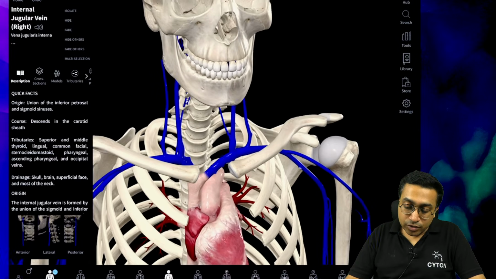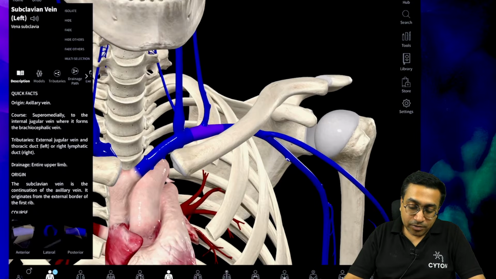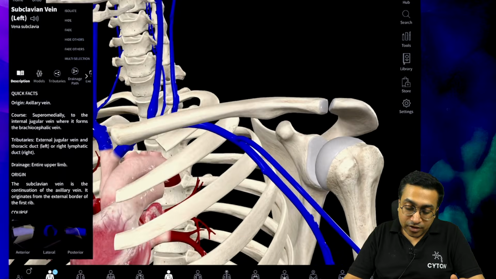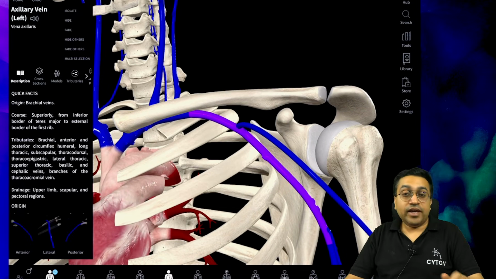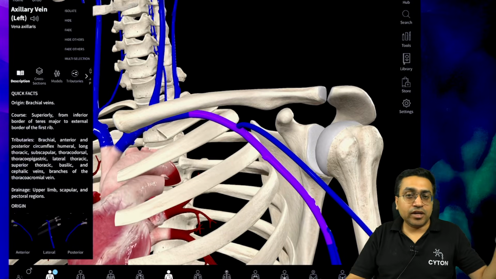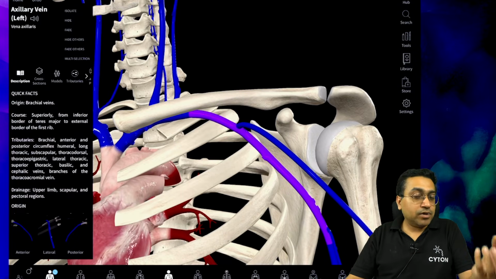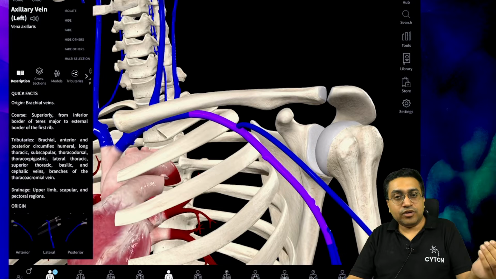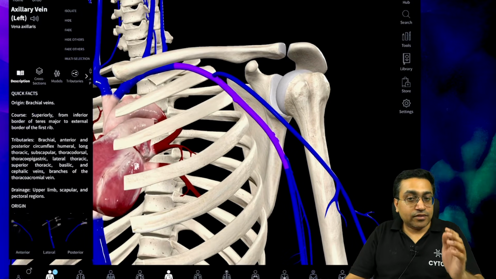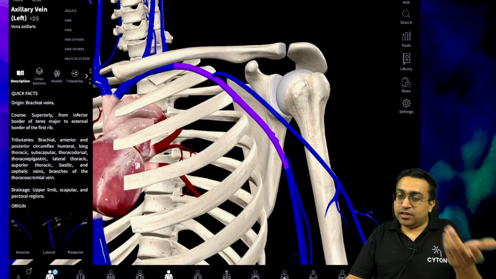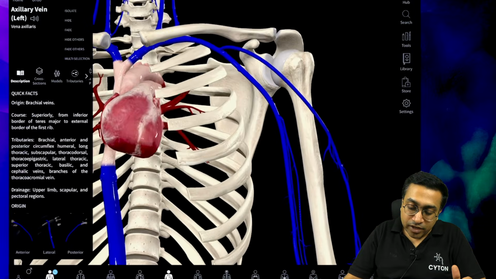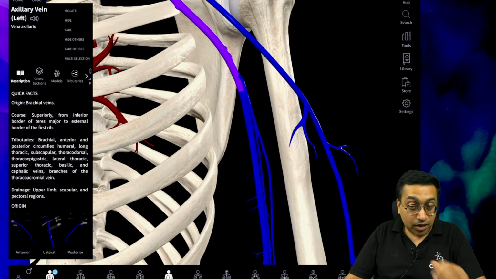Then if I show you this further, that is subclavian vein, this is further drained by the axillary vein. So axillary vein is taking all the venous drainage and putting it into the subclavian vein, right? So this is a reverse manner which is happening. So this is subclavian vein, then we have the axillary vein in the axilla along with the axillary artery.